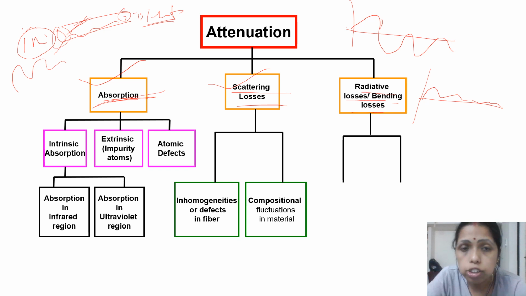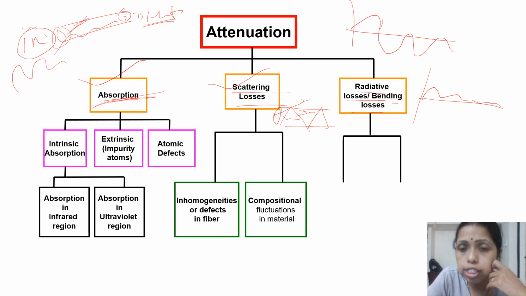And the scattering loss. Scattering loss means, once the light hits the core cladding interface, at that moment some imperfection and some inhomogeneity is there. Due to that, rather than the light going in the proper direction, this light should follow this path, but it is following a different path. So this concept is called scattering. This I will also discuss.